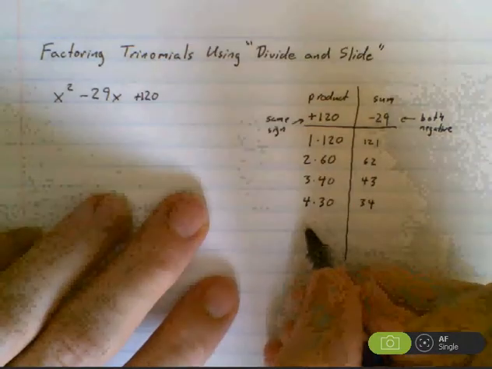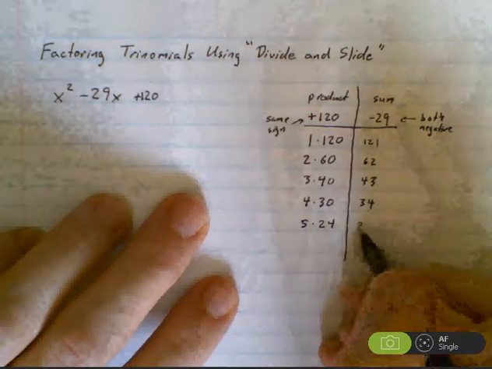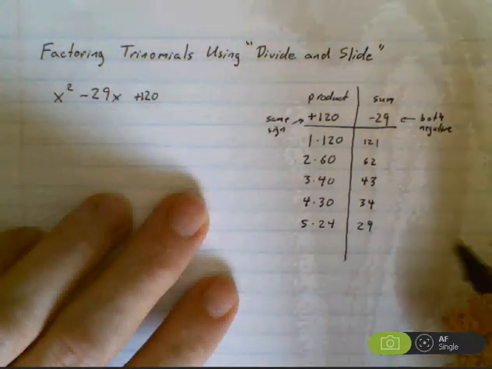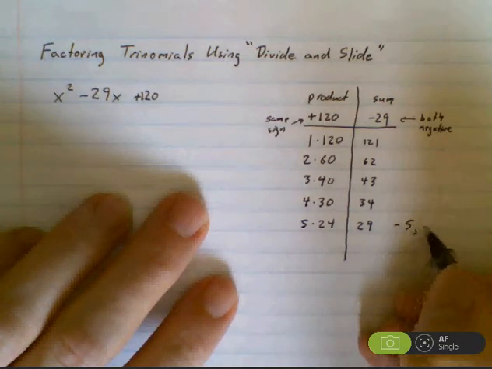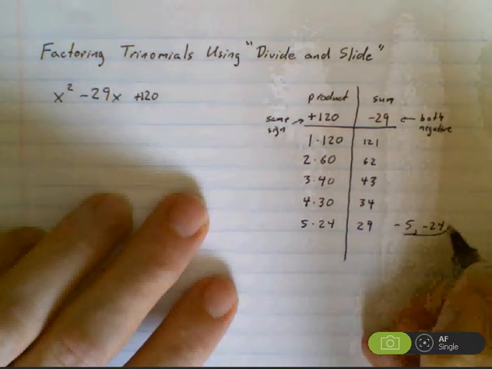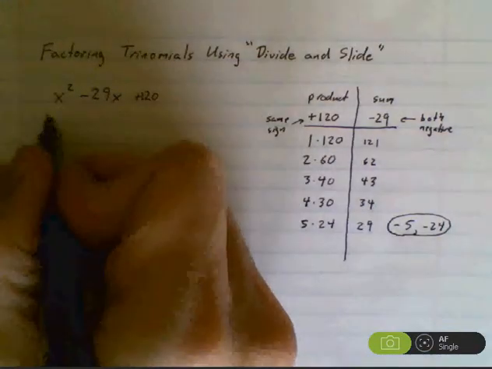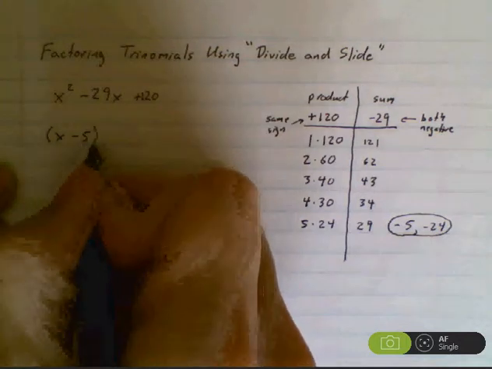5 times 24? There's 29. But remember we said that both numbers had to be negative, so that'll be a negative 5 and a negative 24. That means that our original trinomial is going to factor as x minus 5 times x minus 24.